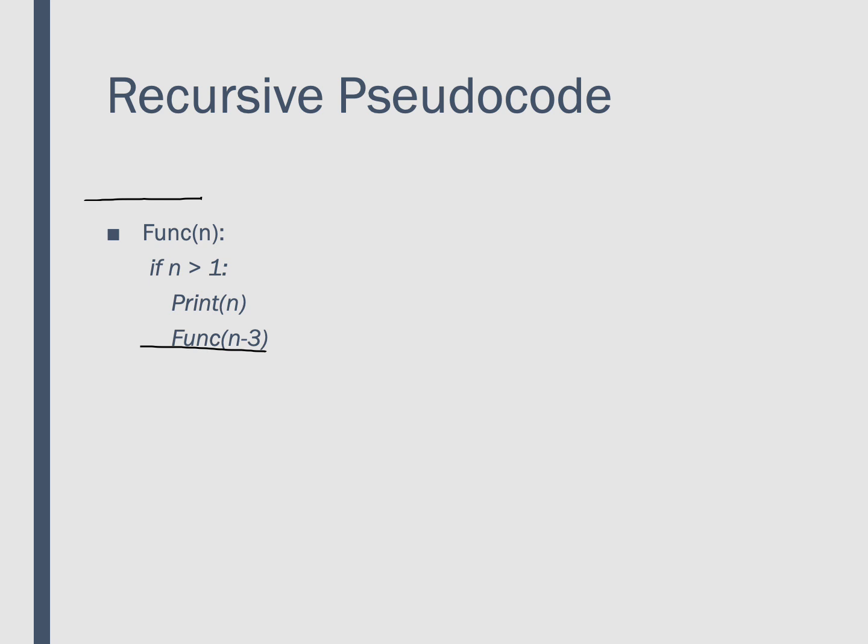So the function performs in two steps. First, it checks the condition: if n is greater than 1 and this condition is true, then it prints the value of n. Then it calls itself with n minus 3. This is a recursive process where the function keeps reducing n by 3 in each call until it no longer satisfies the condition n greater than 1.